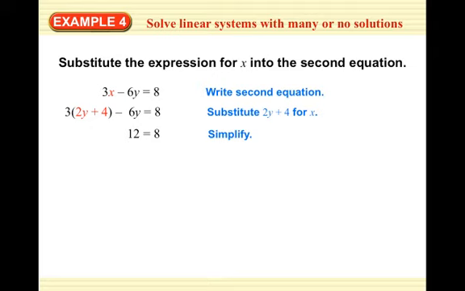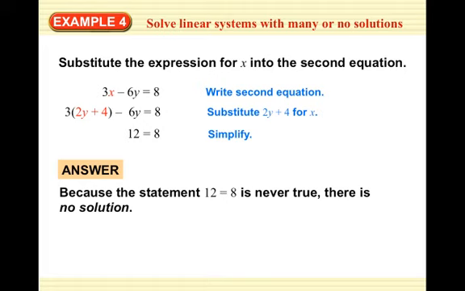Well, that's a false statement. I mean, all the y's went away. And remember, when all your variables, all of them, leave, you stop and you judge whether you have a true statement or a false statement. This is a false statement. What that means is there are no values for x and y that solve this system.